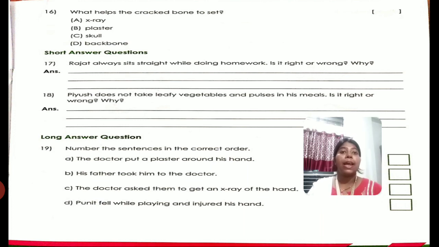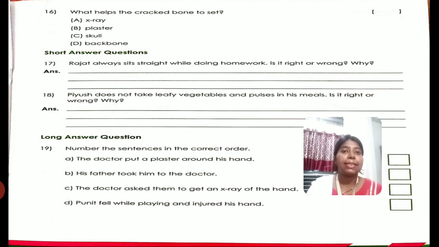Next, Rajat always sits straight while doing homework. Is it right or wrong? Now, for maintaining healthy and strong bones, what have we read? We need to have a good posture. And what is the meaning of good posture? Sitting straight, standing straight. So if Rajat is always sitting straight, is he maintaining a good posture or bad posture? Yes, he is maintaining a good posture. It will make his bones healthy and strong.